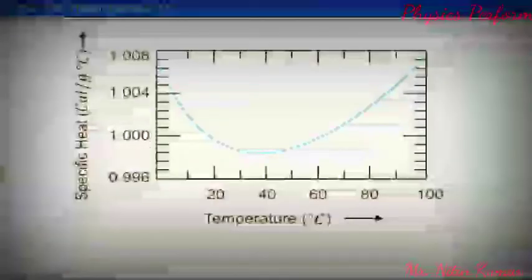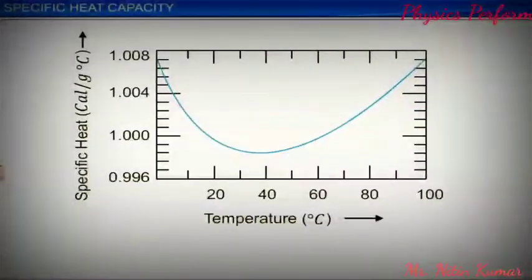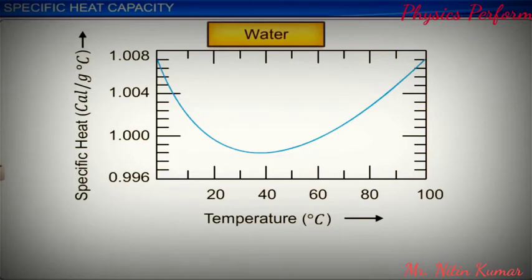The specific heat capacity of a substance also depends on its temperature. Different amounts of heat are required for a unit rise in temperature of a unit mass of a substance at different temperatures. For example, the variation of the specific heat capacity of water with temperature is as shown.